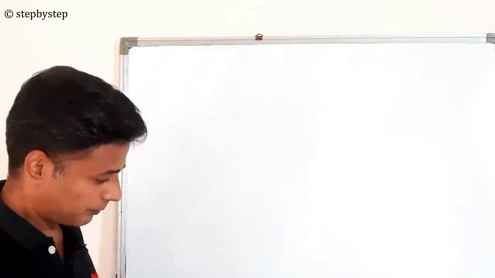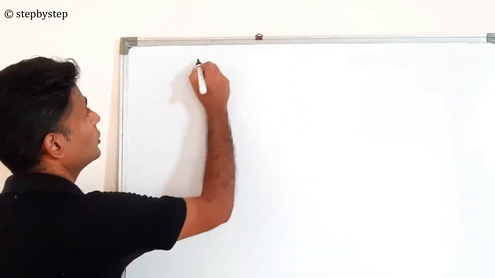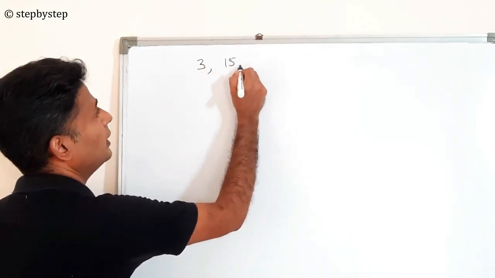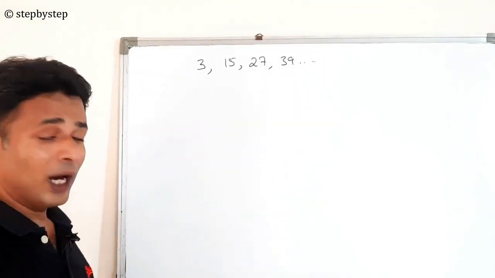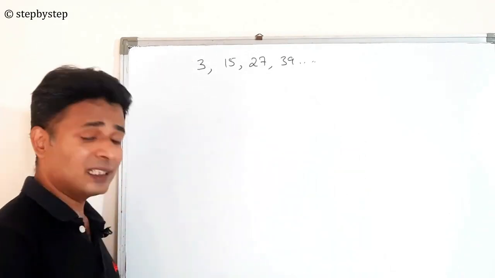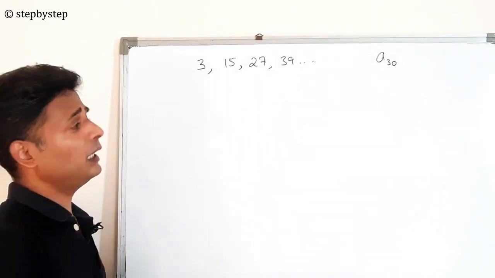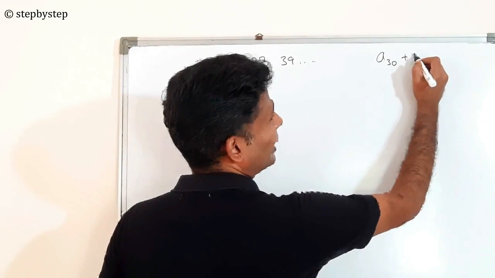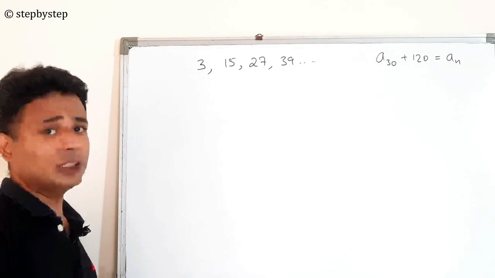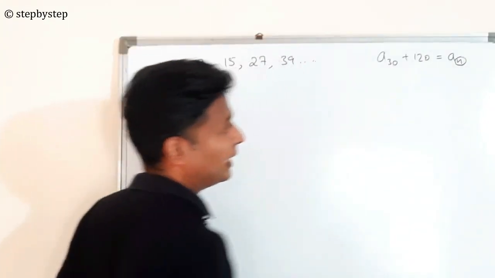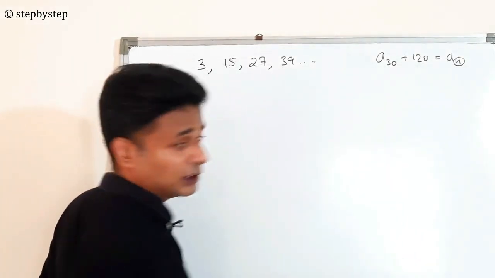The second question: which term of the AP 3, 15, 27, 39 will be 120 more than its 30th term? So the 30th term is A of 30. Which term will be 120 more than this? Means we have to add 120 to this and find the term. Now when they ask you which term, they are asking us to find the value of n. To find the value of n, we need to find A of n using this condition.